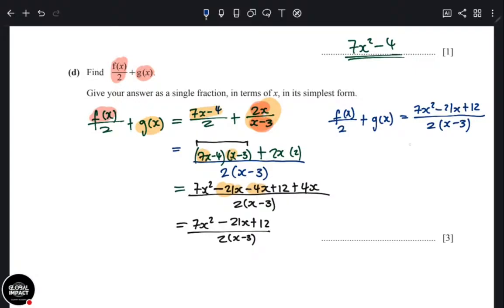Okay, no. So this is going to be a solution. You can just put it as 7x squared minus 21x plus 12. If you want to expand the bottom, you can now: 2x minus 6. So you can have it 7x squared minus 21x plus 12 over 2x minus 6. You can do it like that, or leave it as 2 times x minus 3. That's fine. You should get your marks.